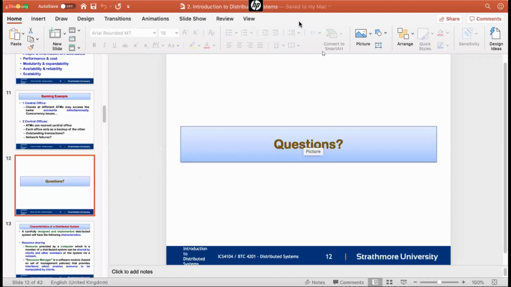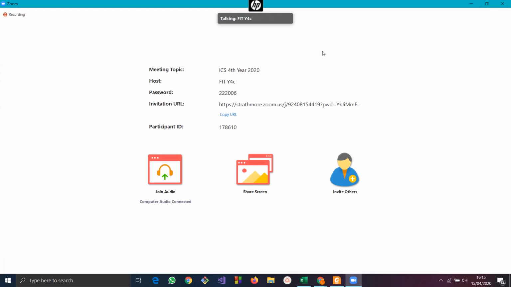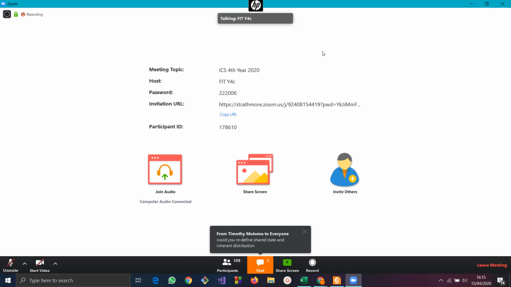So I want to pick up questions. Now that I'm picking up questions, maybe I'll stop the sharing so that I can see some of the questions. Okay, so Timothy says, can you redefine shared state and inherent distribution?